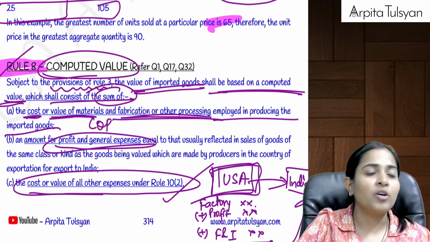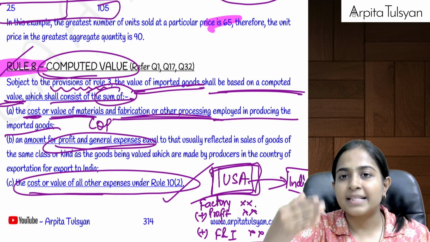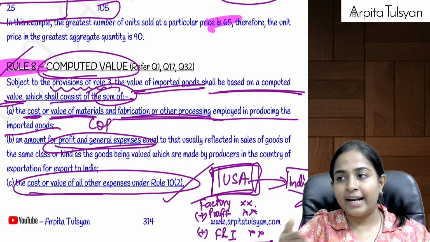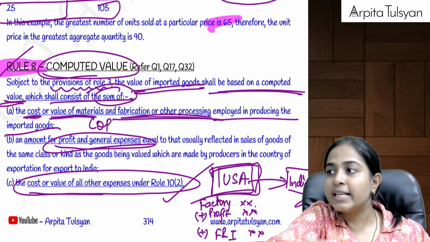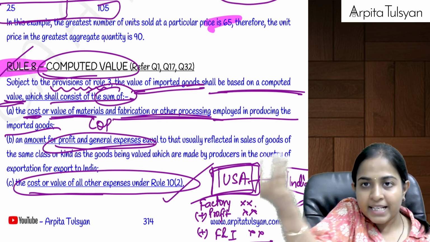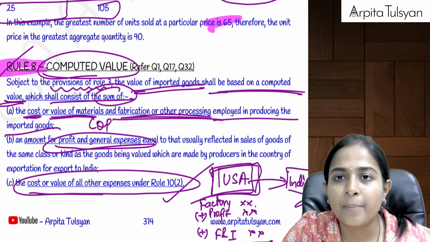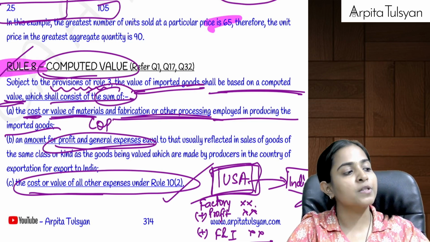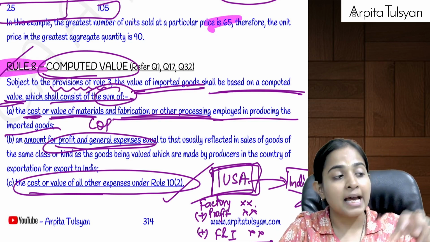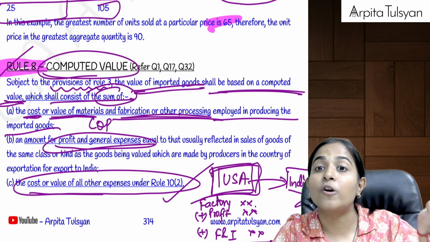Rule number 8 talks about computed value. In rule number 7, what we did was, someone imported the goods and resold them. From the resale price, we came back to the purchase price. Now rule number 8 talks about computed value. So the person from whom we are importing the goods, we will start from his cost. It is the cost plus method.